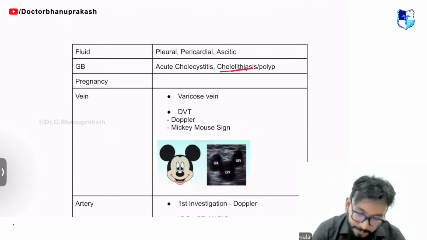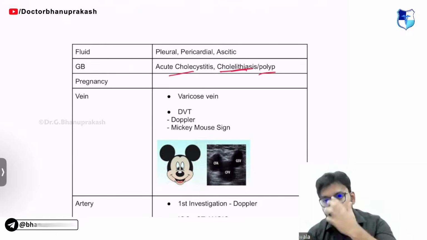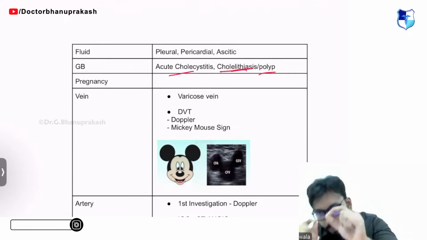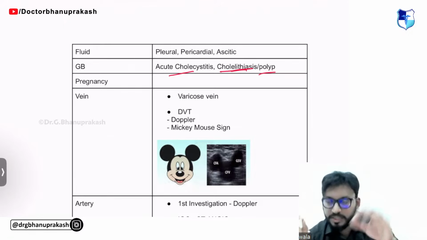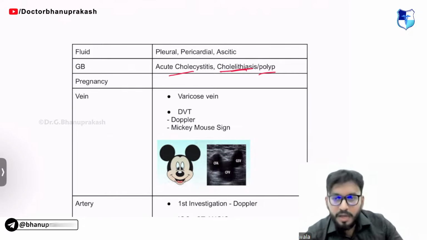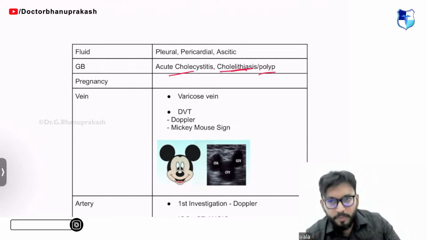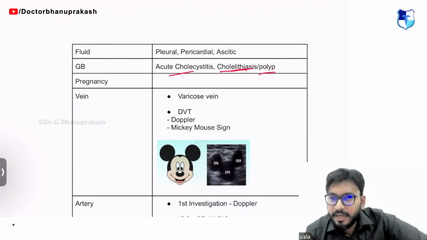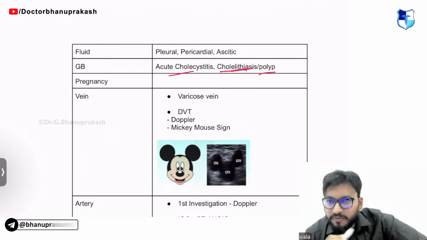It is a USG, acute cholecystitis and a polyp. Gallbladder stone and a gallbladder polyp look very similar on a USG. How to differentiate between those two using 1 or 2 points? We'll come to that when we come to systemic radiology in a few moments. After some time we'll look at those images also. In pregnancy, like I said, guys, TVS, transvaginal ultrasound, using an endoluminal probe.